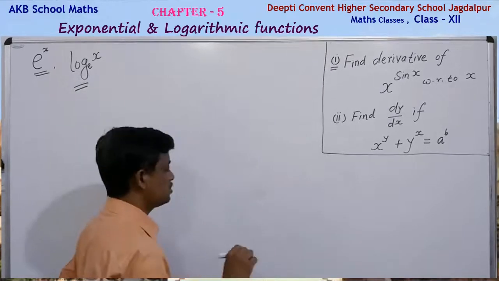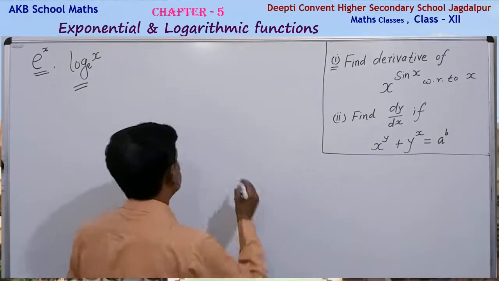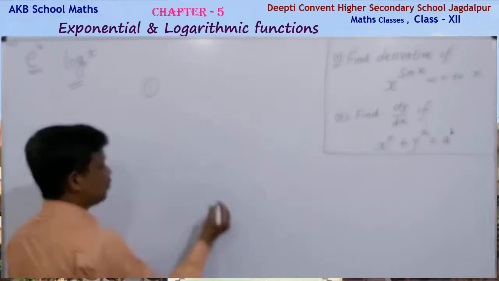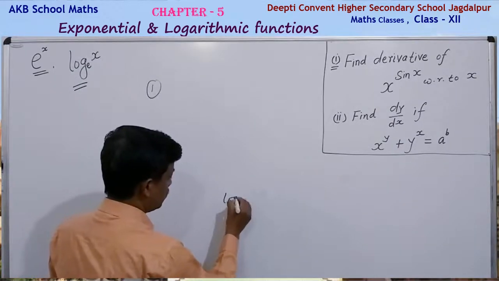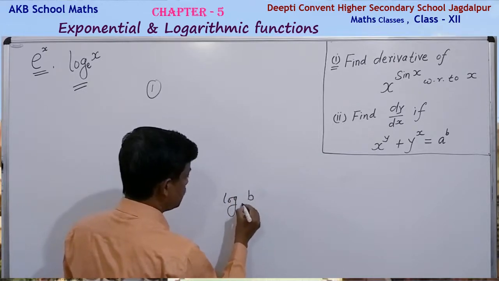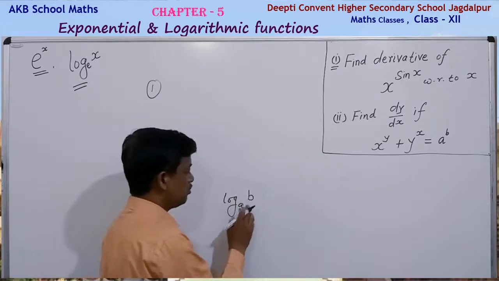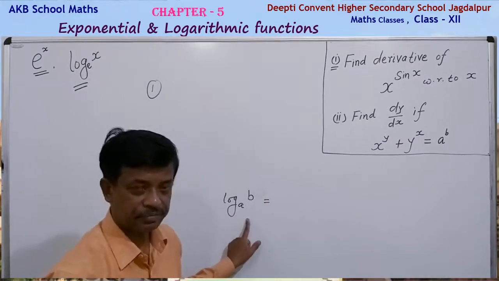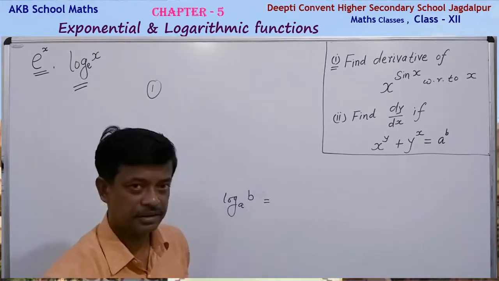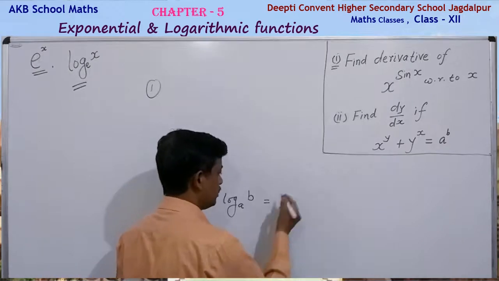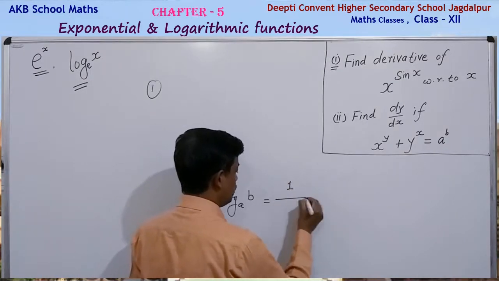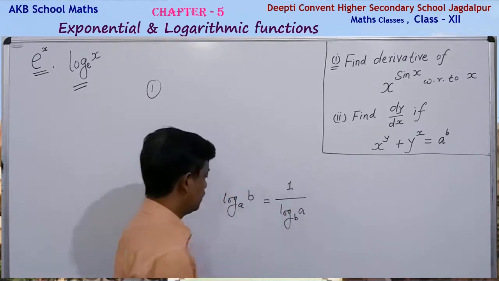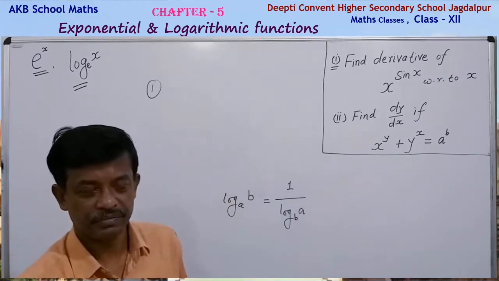Suppose we are given, first of all, the first property: log b to the base a, meaning logarithm of b to the base a, we can write as 1 upon log of a to the base b. This is base changing.